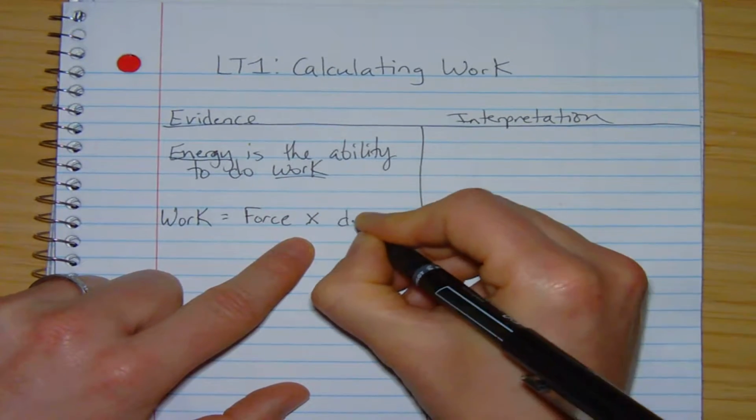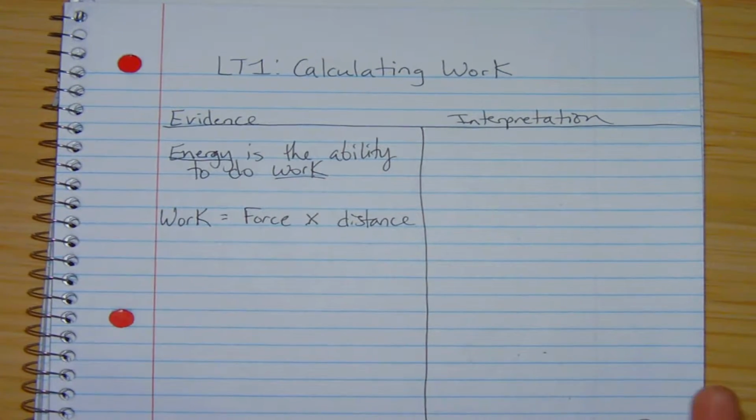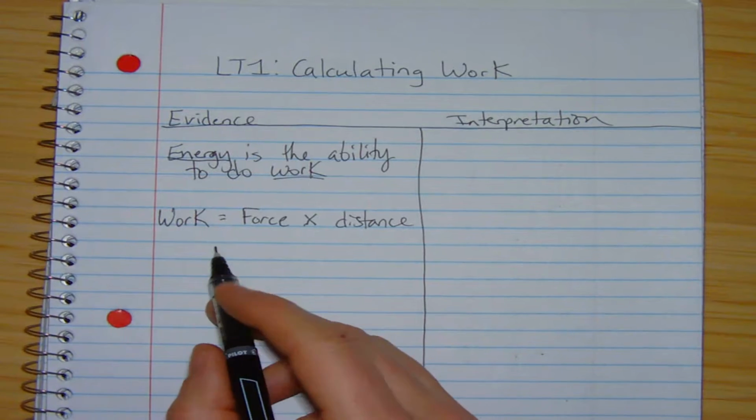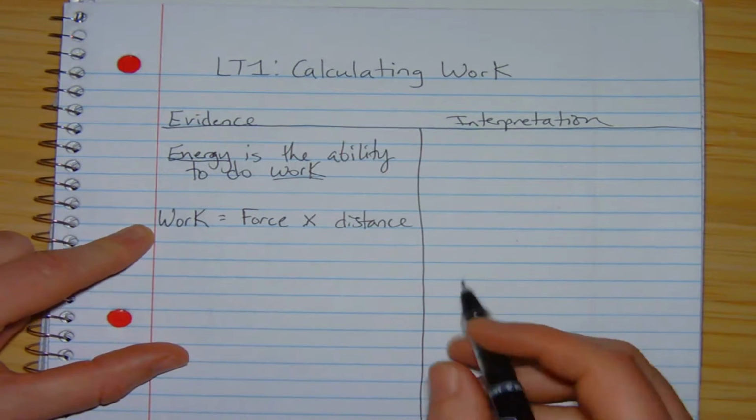We multiply it by that distance. Okay, so you can't have one without the other. It's like two sides of the coin here. So energy allows you to do this. Okay, it allows you to do this work.